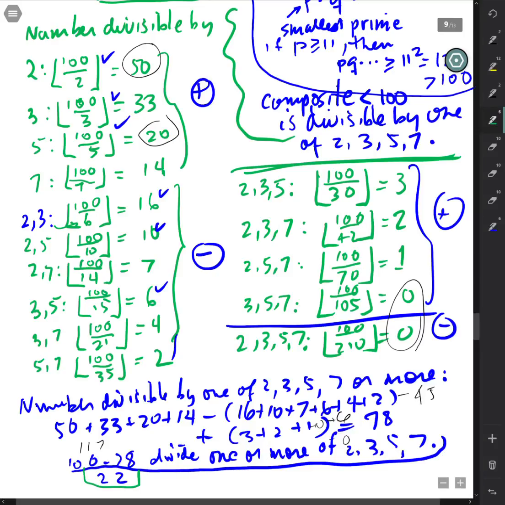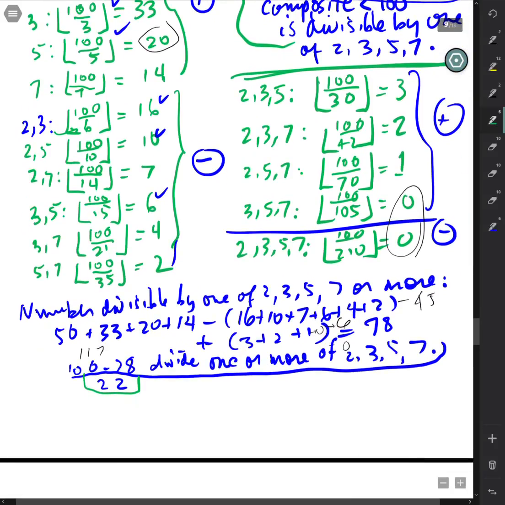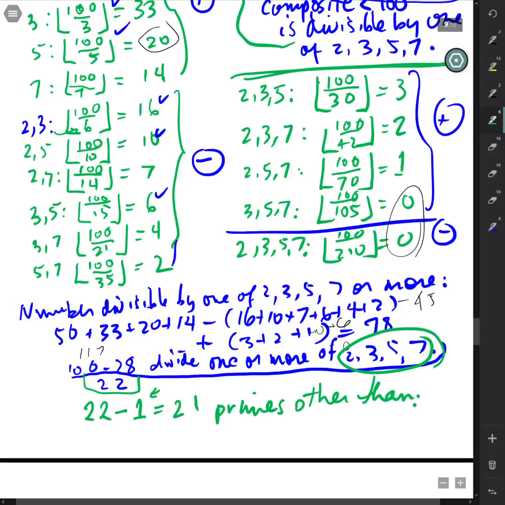So what we'll have to do is take 22 minus 1 is 21 primes. That 1 right there is because the 22 counts 1, primes other than 2, 3, 5, and 7. So that means it's 21 plus 4 for the 2, 3, 5, and 7, because they're excluded. They're divisible by one or more of 2, 3, 5, and 7. So there are 25 primes less than 100. So that's one where we've done an inclusion-exclusion with 4 sets.